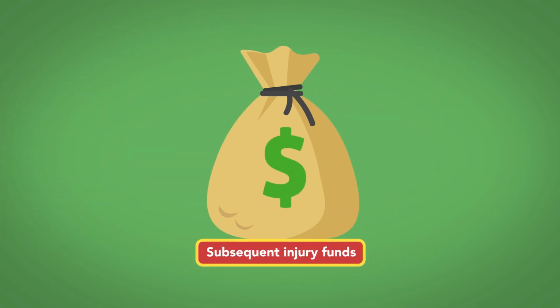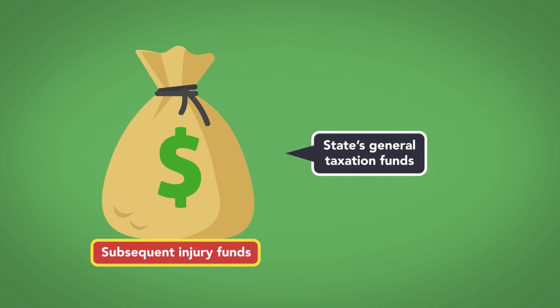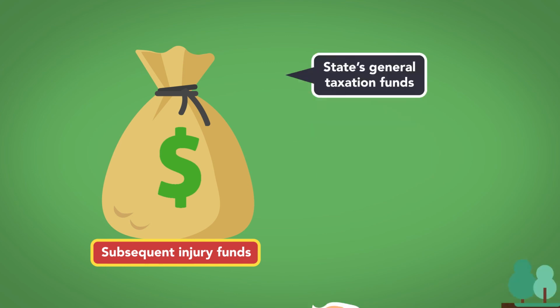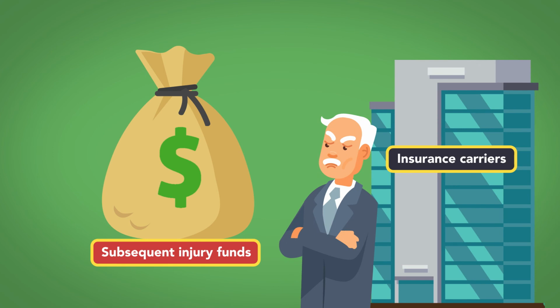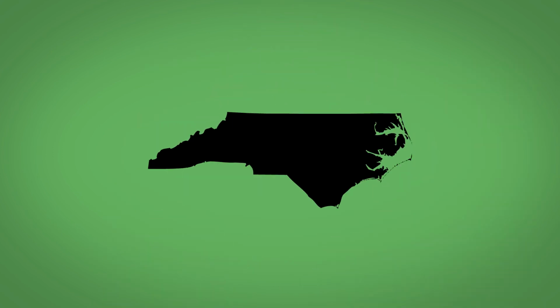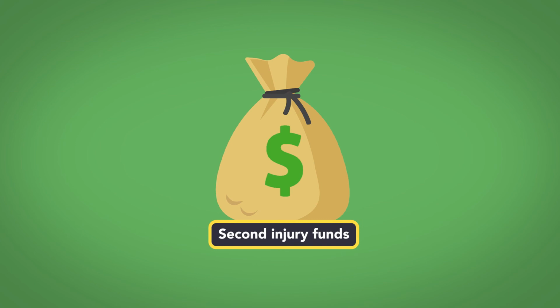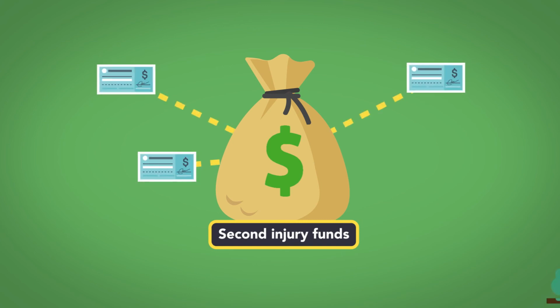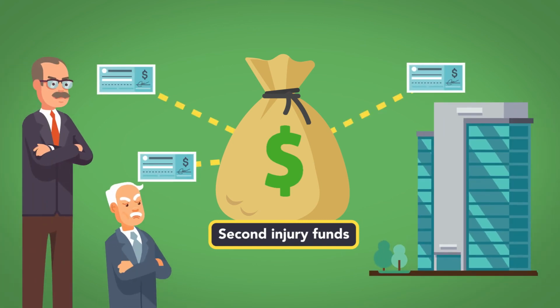These funds can obtain resources from either the state's general taxation funds or by assessing fees directly from employers or insurance carriers. For instance, North Carolina's Second Injury Fund is supplied by assessing fees against employers and carriers based upon the number of particular work-related permanent injury cases that occur in their workplace or under their coverage each year.